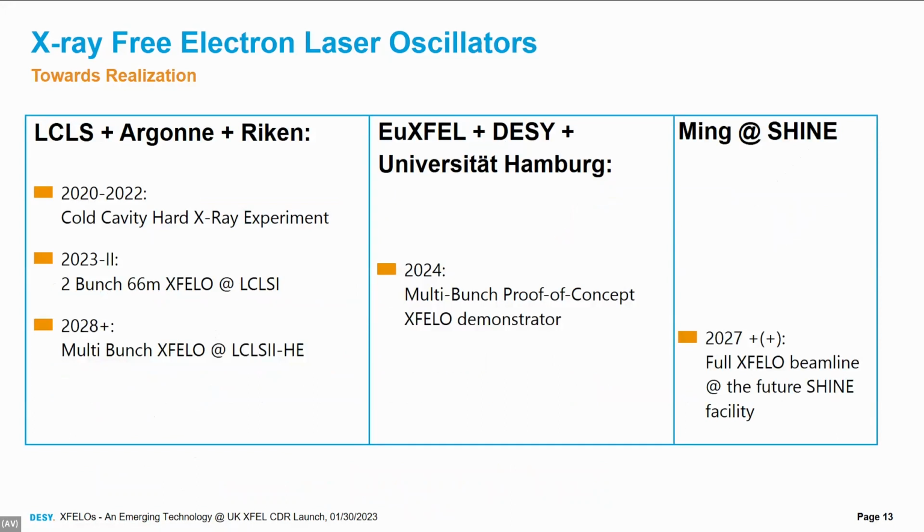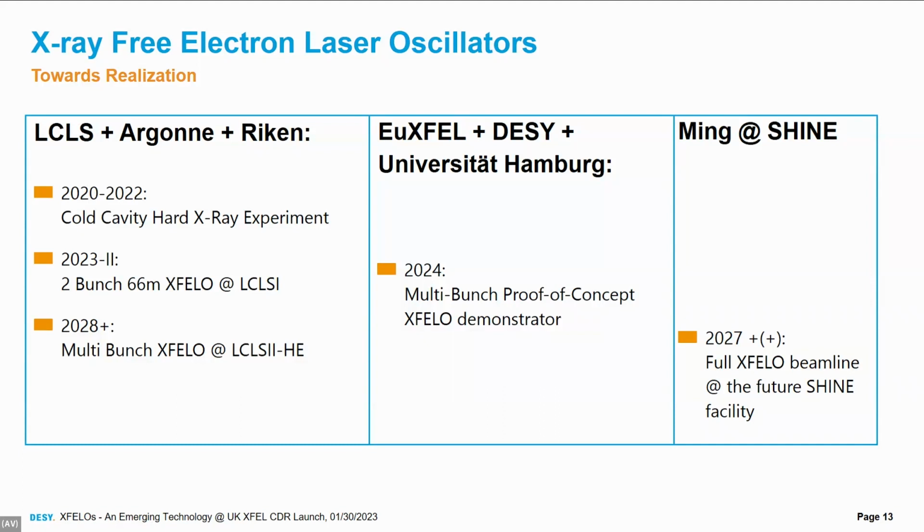Now, like I said, it's not been realized yet, but there are a couple of projects going towards realization. We already saw a slide on this cold cavity hard X-ray experiment at LCLS, without an FEL, just the round trip of the system. Still, LCLS wants to realize the first proof of concept two-bunch mode. I think the current status is the second half of 2023 as a copper LINAC, and then in 2028, plus they want to build a real multi-bunch XFELO for the LCLS-II high energy facility.